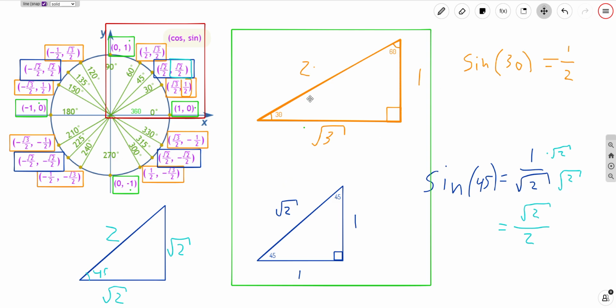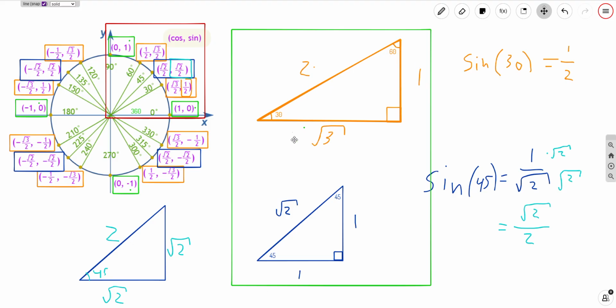This orange triangle here is a 30, 60, 90 triangle. So this has one angle of 30, one angle of 60, and one angle of 90. Now you can see over here that I made an orange box. All of these orange boxes are related to this triangle. So all you have to remember for this triangle is 1, 2, 3. Uno, dos, tres. 1, 2, 3.